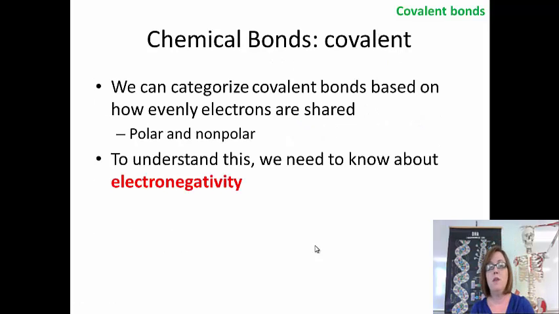Okay, so now that we know about the single, double, and triple covalent bonds, we can talk about classifying covalent bonds according to whether or not the electrons are being shared evenly. So here we're going to come across 2 categories, polar and nonpolar covalent bonds. But before we even talk about this, we need to understand a concept called electronegativity.